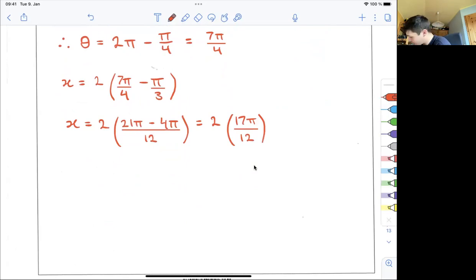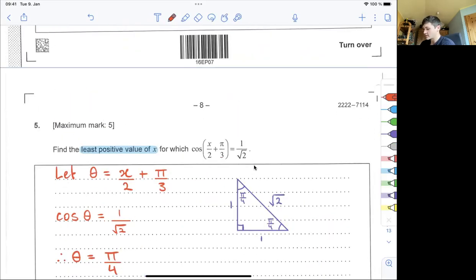And then that is going to equal 34 pi over 12. To finish up, we have a common factor between these two of 2. So we change that to 17, change this to 6, dividing them both by 2. And so our final answer is x is equal to 17 pi over 6. That is the least positive value of x that satisfies this equation.